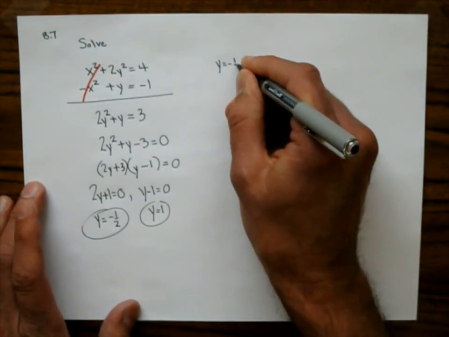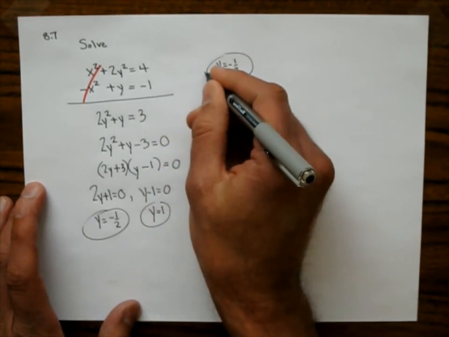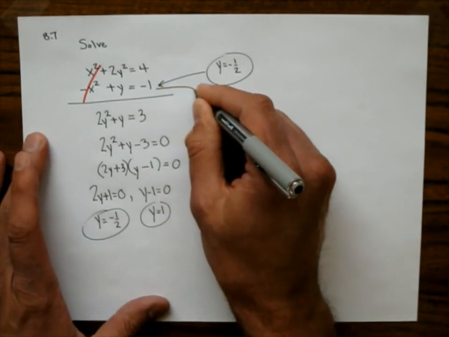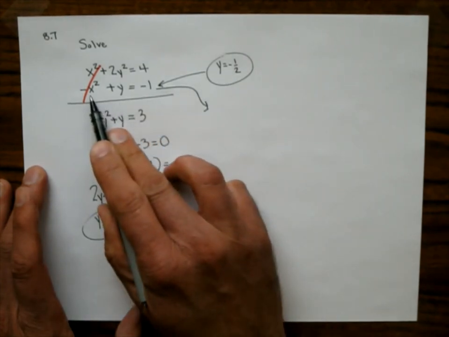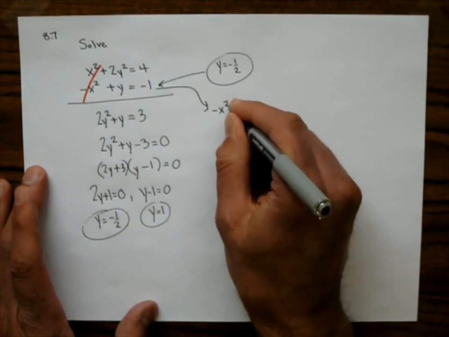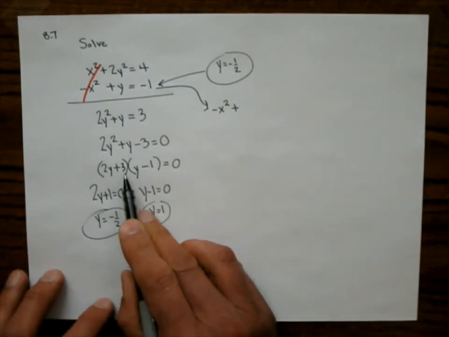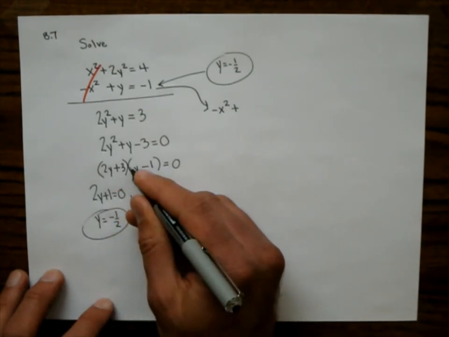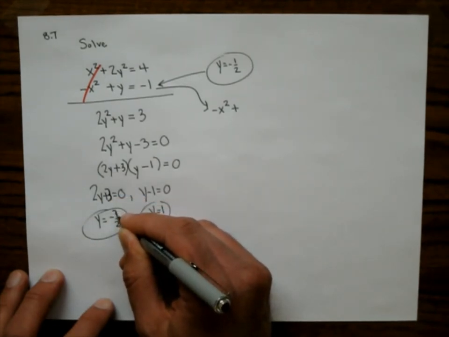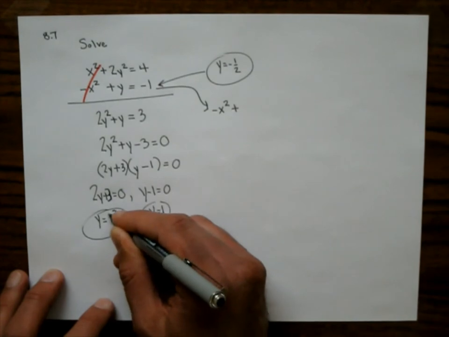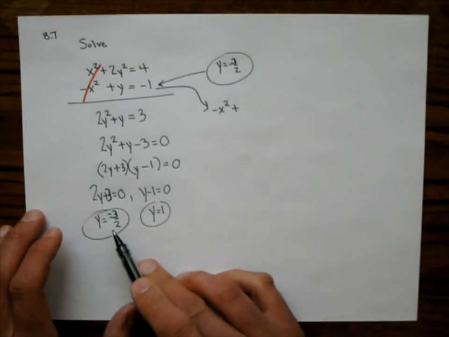Y equals negative 1 half. I'm going to go ahead and throw this into the simpler equation, which is actually the bottom equation because there's not a squared on the y. So when I do that, I end up getting negative x squared plus, look what I did here. There's a 3 here. This is a 3 right there. Uh-oh, there's a negative there. And then this is a 3 right there. So I just noticed that too.